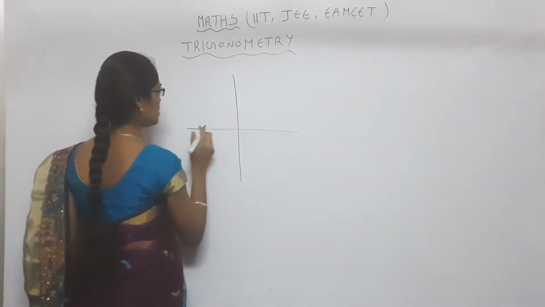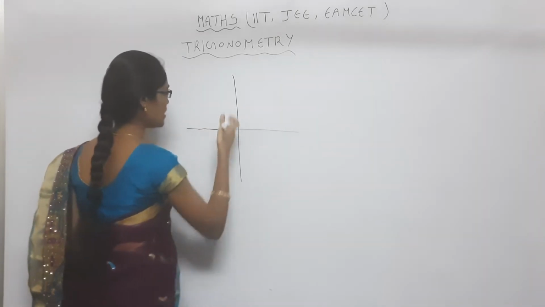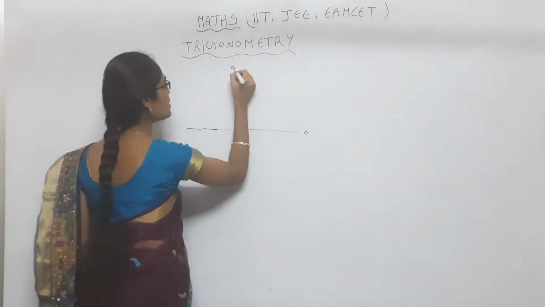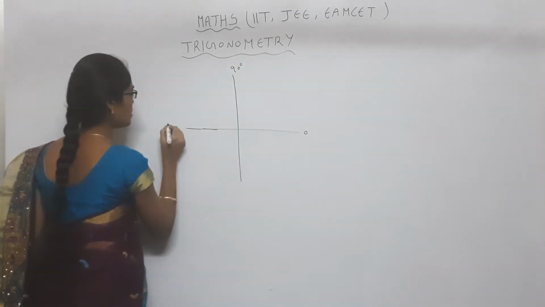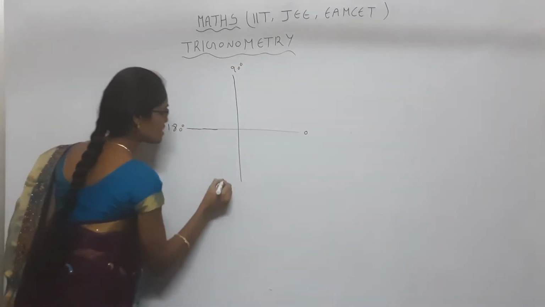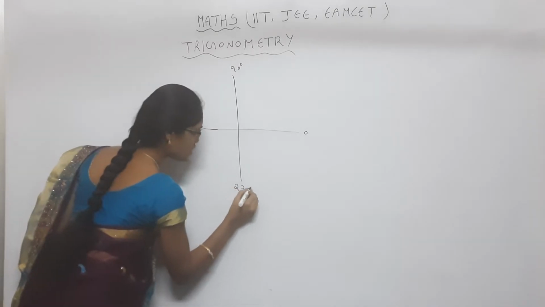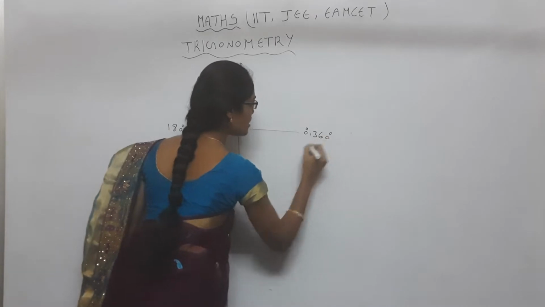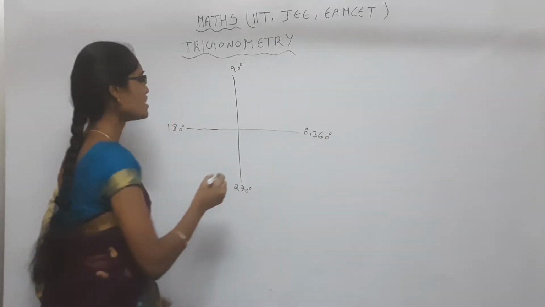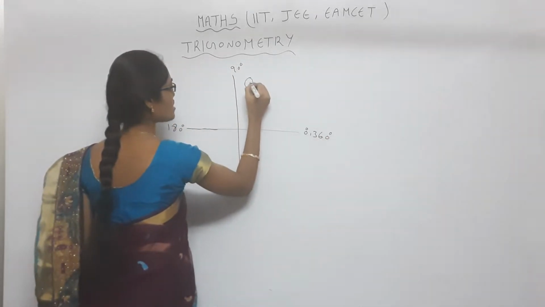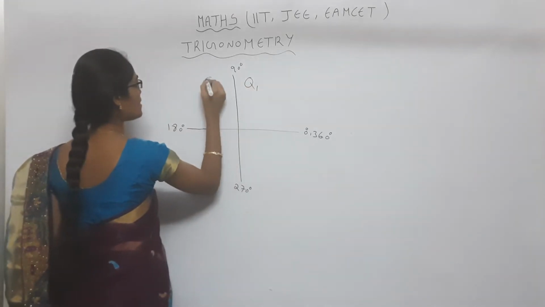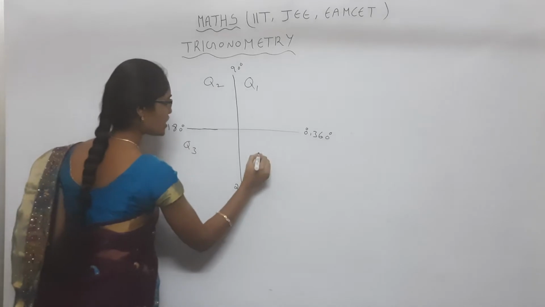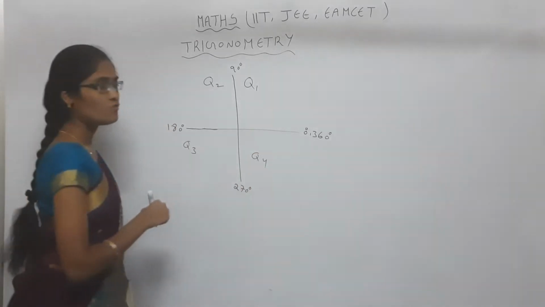Okay, this is the x-axis and this is the y-axis. See here: 0, 90 degrees, 180 degrees, 270 degrees and 360 degrees. This is the first quadrant, this is the second quadrant, this is the third quadrant and this is the fourth quadrant.